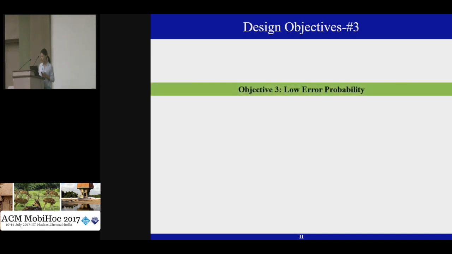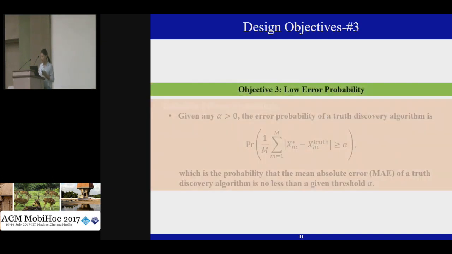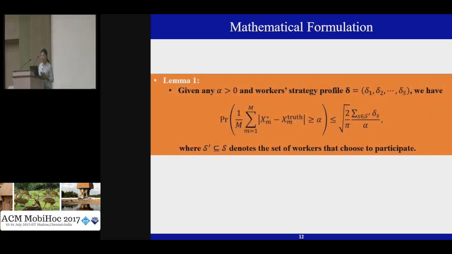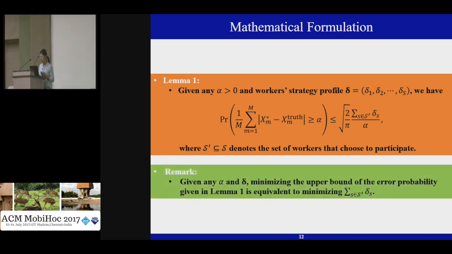The third design goal is low error probability. In this work, the error probability of a truth discovery algorithm is defined as the probability that the mean absolute error is no less than a given threshold alpha. Before I introduce the formulation of the payment mechanism design problem, I'll introduce Lemma 1, on which the formulation is based. Lemma 1 basically states that given any positive alpha and strategy profile, we have an upper bound of the error probability that is proportional to the sum of participating workers' standard deviations.